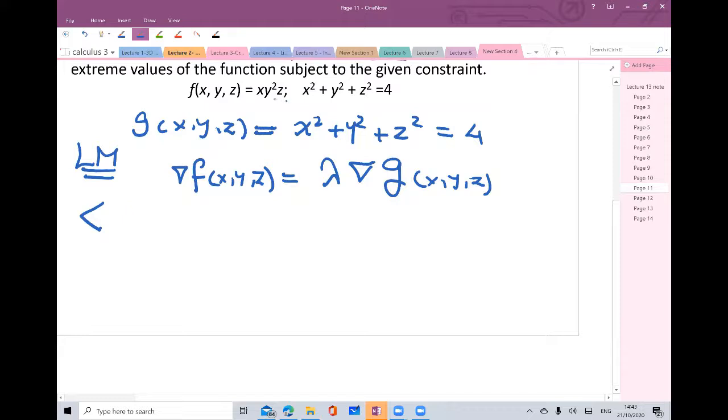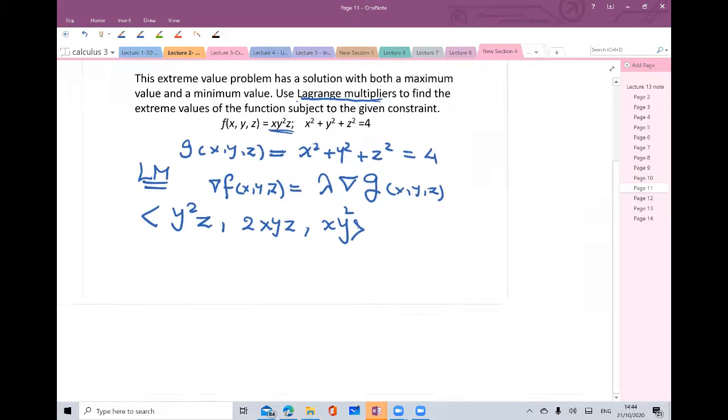What's the gradient vector of x y squared z? We'll take partial derivatives. With respect to x, I get y squared z. With respect to y, I get 2xyz. With respect to z, I get xy squared, sorry. Okay, what is this?